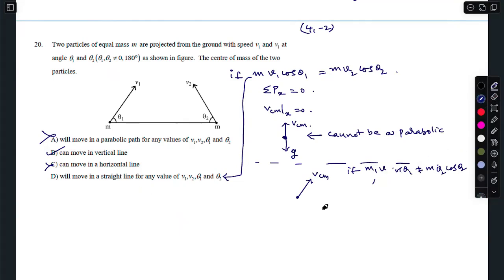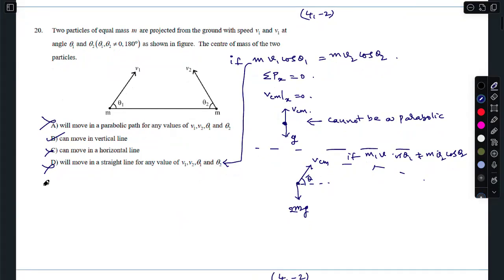Then in that case, what happens? This is how the velocity of the center of mass acts, and this makes some angle theta, and this is mg. It is the same as something projected vertically upwards, making some angle theta with the horizontal. In that case, what happens? It follows a parabolic path. If this condition is not satisfied, it follows a parabolic path. If this condition is satisfied, it follows a straight line path. Right. Next.